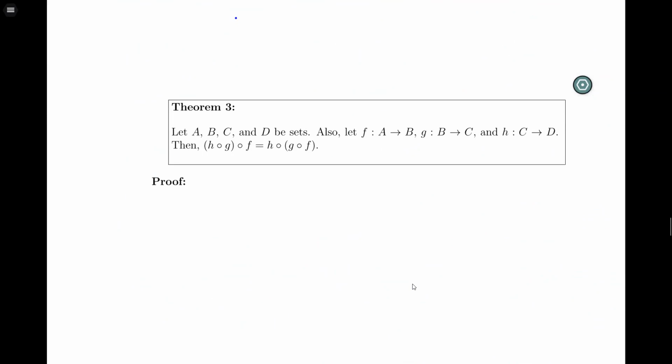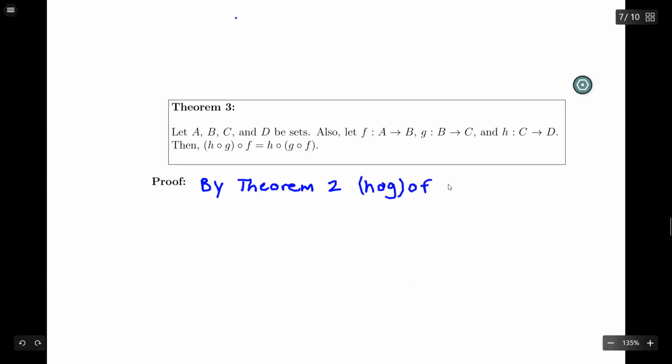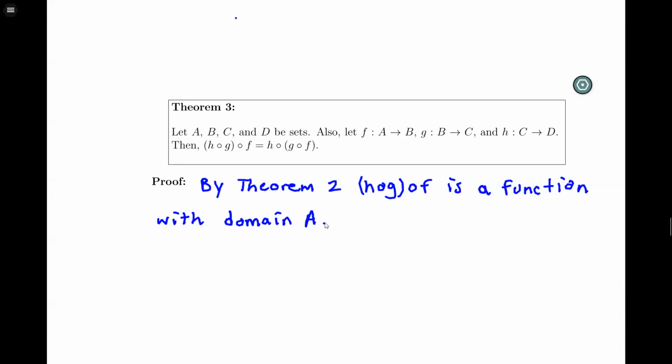One thing I want you to note is what we just proved in Theorem 2. By Theorem 2, H compose G compose F is a function with domain A. So what we just showed was that a composite function is a function, and we also showed that the domain in this case of our composite function would be A.